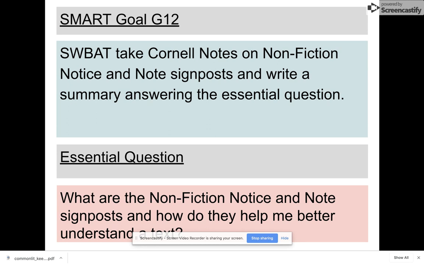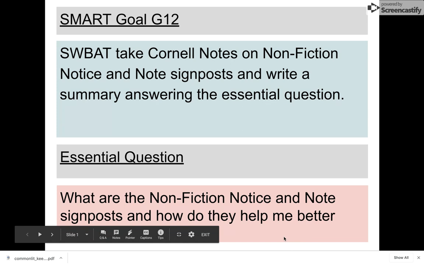A student will be able to take Cornell Notes on nonfiction notice and note signposts and write a summary answering the essential question. That's at the bottom. The essential question is, what are the nonfiction notice and note signposts, and how do they help me better understand a text? Okay, so let's go to the next slide and we'll take a look.